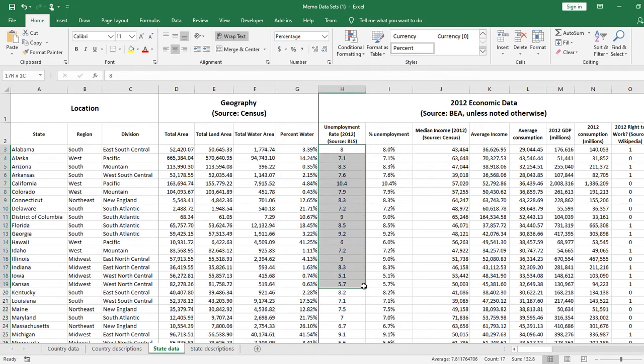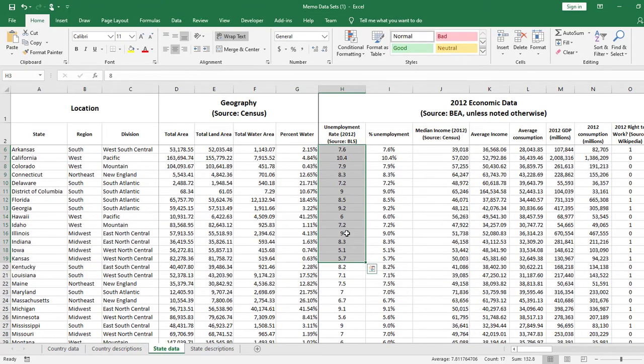But again, this is an example of data that was presented in such a way that you do have to be aware of what the units are. Right? Is this 7 or is this 0.072?